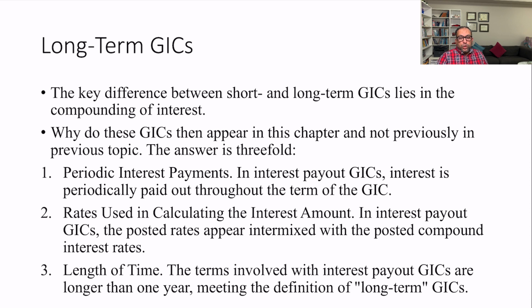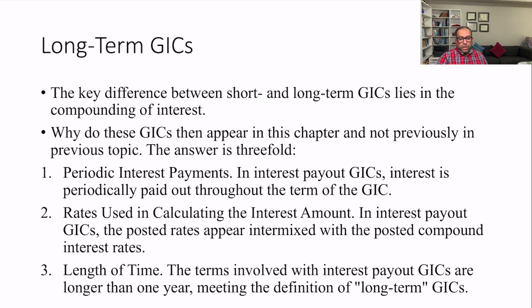The key difference between short-term and long-term GICs lies in the compounding of interest. Why do these GICs appear in this chapter and not in the previous topic? The answer is threefold. One is periodic interest payments. In interest payment GICs, interest is periodically paid out throughout the term of the GIC. If the interest is paid out, then there is no possibility of compounding. But if it is not paid out and is kept in the account, then it is going to be compounded.